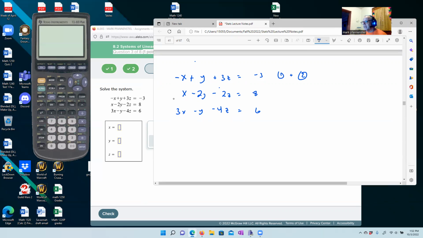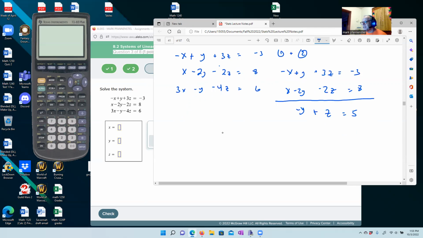So the new and improved equation 2: we have negative x plus y plus 3z equals minus 3, and we have x minus 2y minus 2z equals 8. Just going to add these together. We're eliminating the x's, so x minus x is 0. Y minus 2y, that's minus y. Then we have 3z minus 2z, that's going to be a plus z. And then we have negative 3 plus 8, that's going to be a 5.